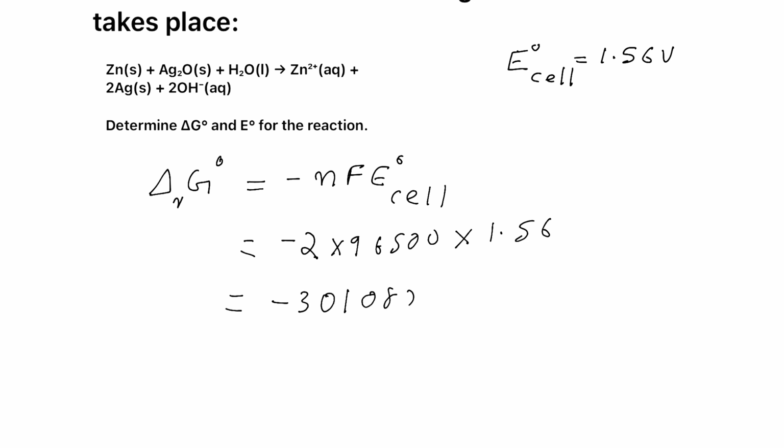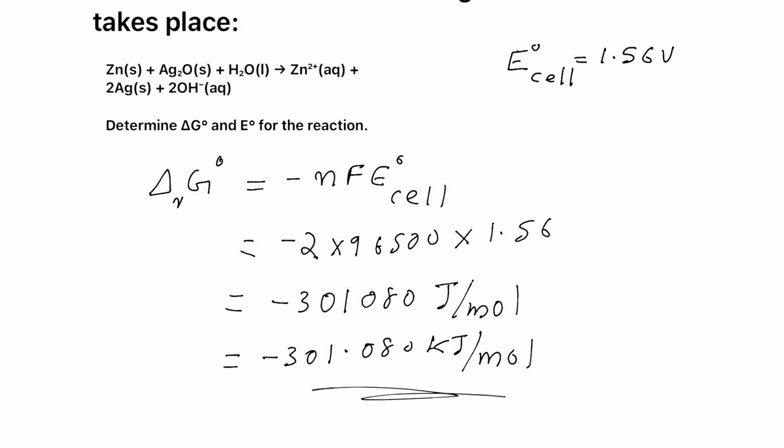Okay. On multiplying all these things, you will be getting minus 301,080 joule per mole. Remember the unit of delta G is joule per mole, but usually it is represented by kilojoule. So divide this number by 1000. So you'll get minus 301.080 kilojoule per mole. Clear, right? That's it. Hope all of you understand. So we got the answers.